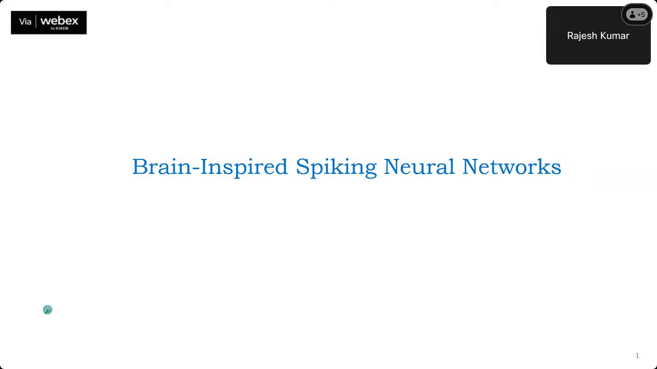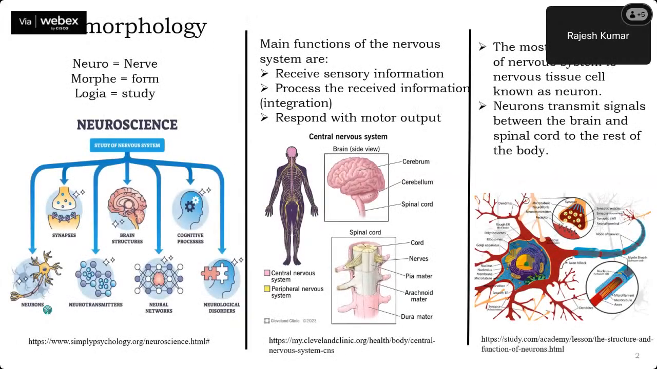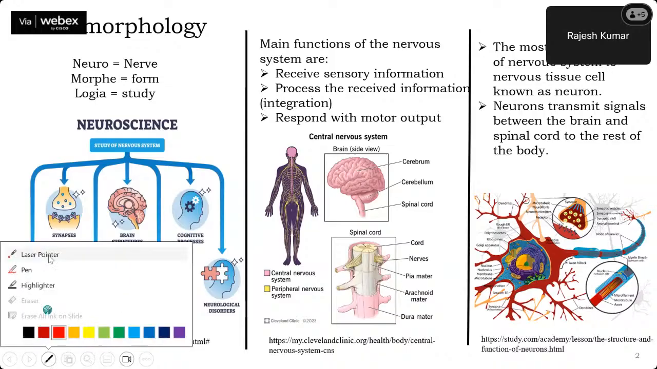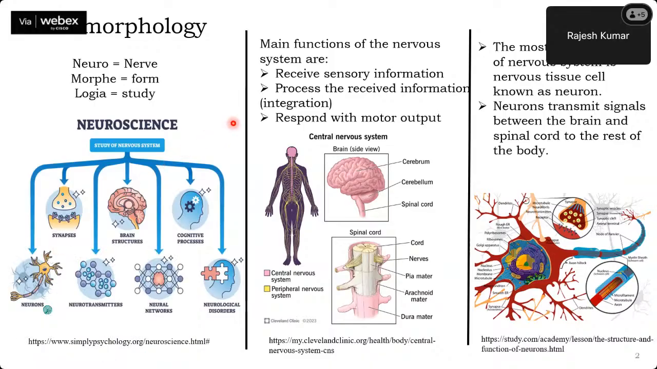Let's start with a domain, and that is neuromorphology. So there are three parts here. Neuro is the nerve system, morpheme is form, and logium is the study of it. So that's how neuromorphology is defined, and people study it in various aspects. So three main domains are there.